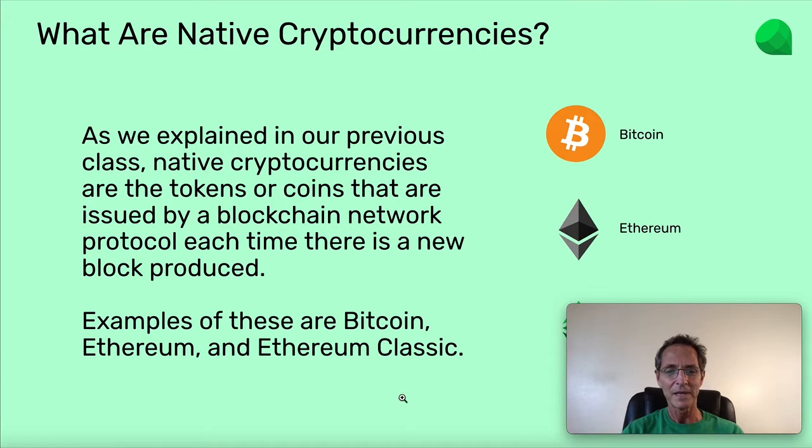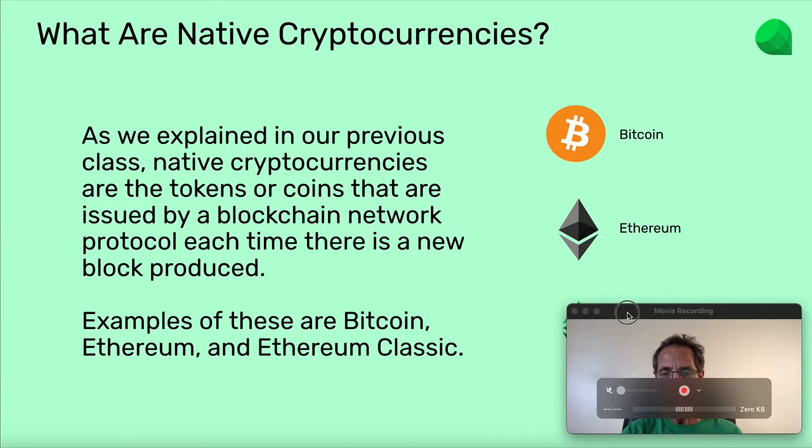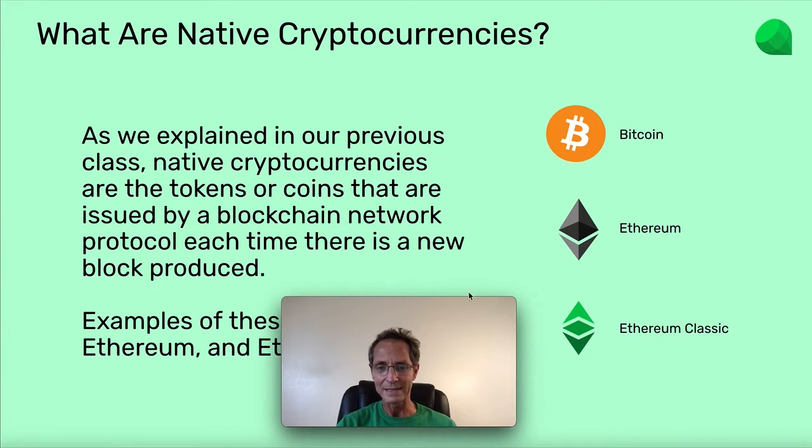Let's start with what are native cryptocurrencies. As we explained in our previous class, native cryptocurrencies are the tokens or coins that are issued in a blockchain network protocol each time there is a new block produced. Examples of these are Bitcoin, Ethereum, and Ethereum Classic.